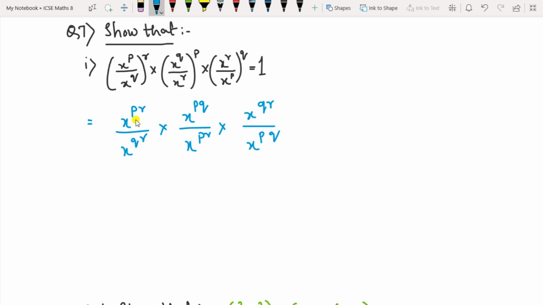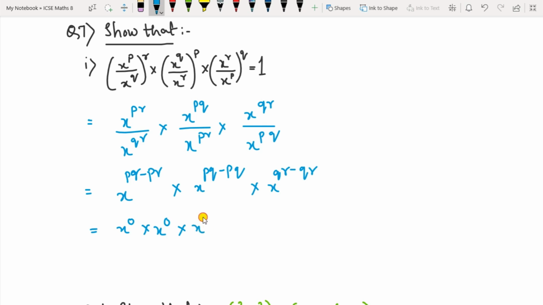Okay. Now you can see there are similar terms in the numerator and the denominator, that is x raised to pr and x raised to pr here. So it will get cancelled. You can do cancellation also, or you can write the step as x raised to pr minus pr into x raised to pq minus pq into x raised to qr minus qr. So this all becomes x raised to 0 into x raised to 0 into x raised to 0, and that is all as 1.